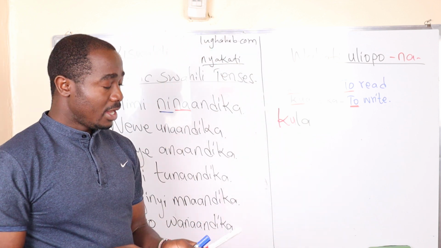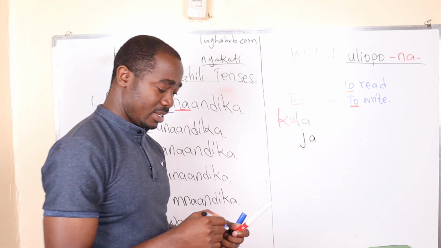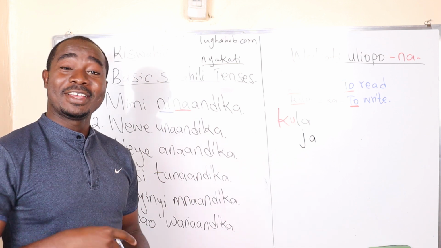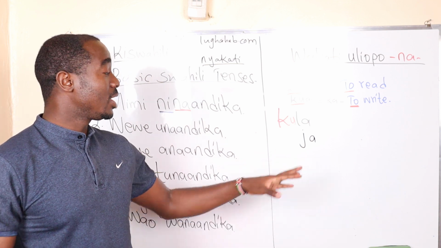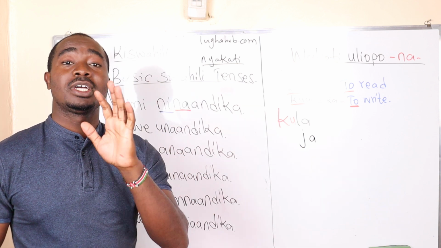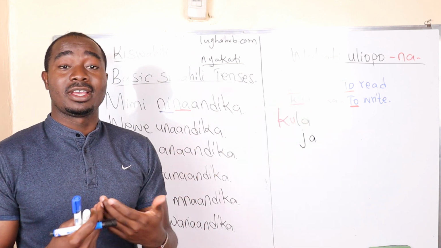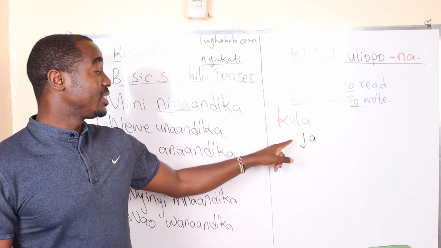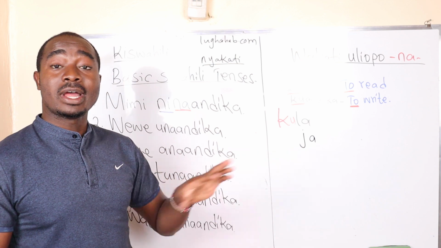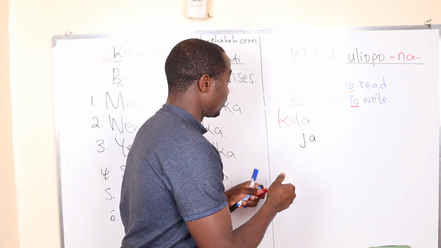Another one is ja. Like if I just tell you ja hapa, come here, you don't say ja hapa. We need to add ku to make it kuja hapa, come here. If I say soma, read, you will read. But if I say ja, you will not come here because you don't understand it. So we have to add ku and say kuja. These are monosyllabic verbs.